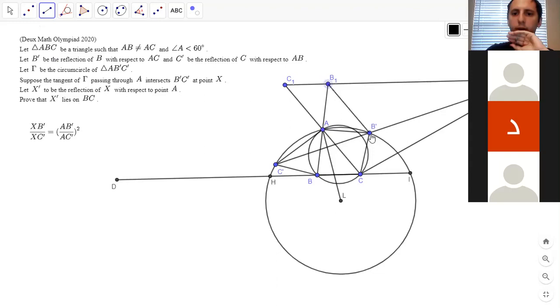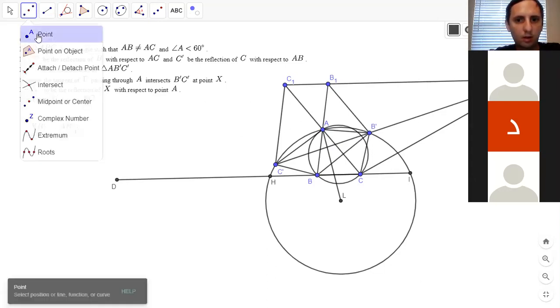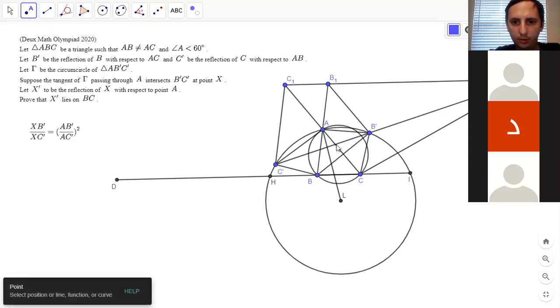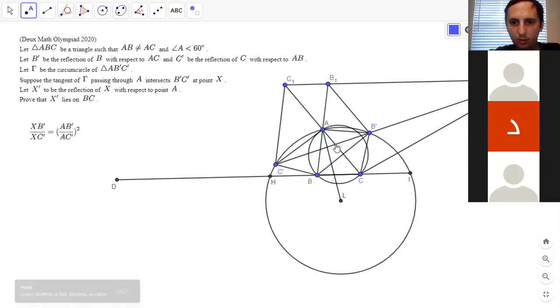So it will be parallel to AC, and C1C' is parallel to AB. So let B'C' cut AB and AC at E and F. So these two points? Yeah, two points, E and F.